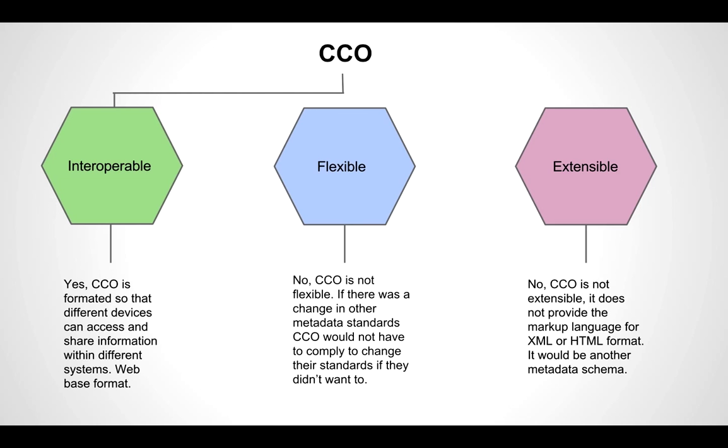So part of this project was we had to distinguish whether our schema was interoperable, flexible, or extensible, and to explain if it was. Since the CCO is really just a guide on how to catalog objects, it does not have the markup language needed to be considered flexible or extensible. It is interoperable though, because it can be seen on different devices from a web-based format.